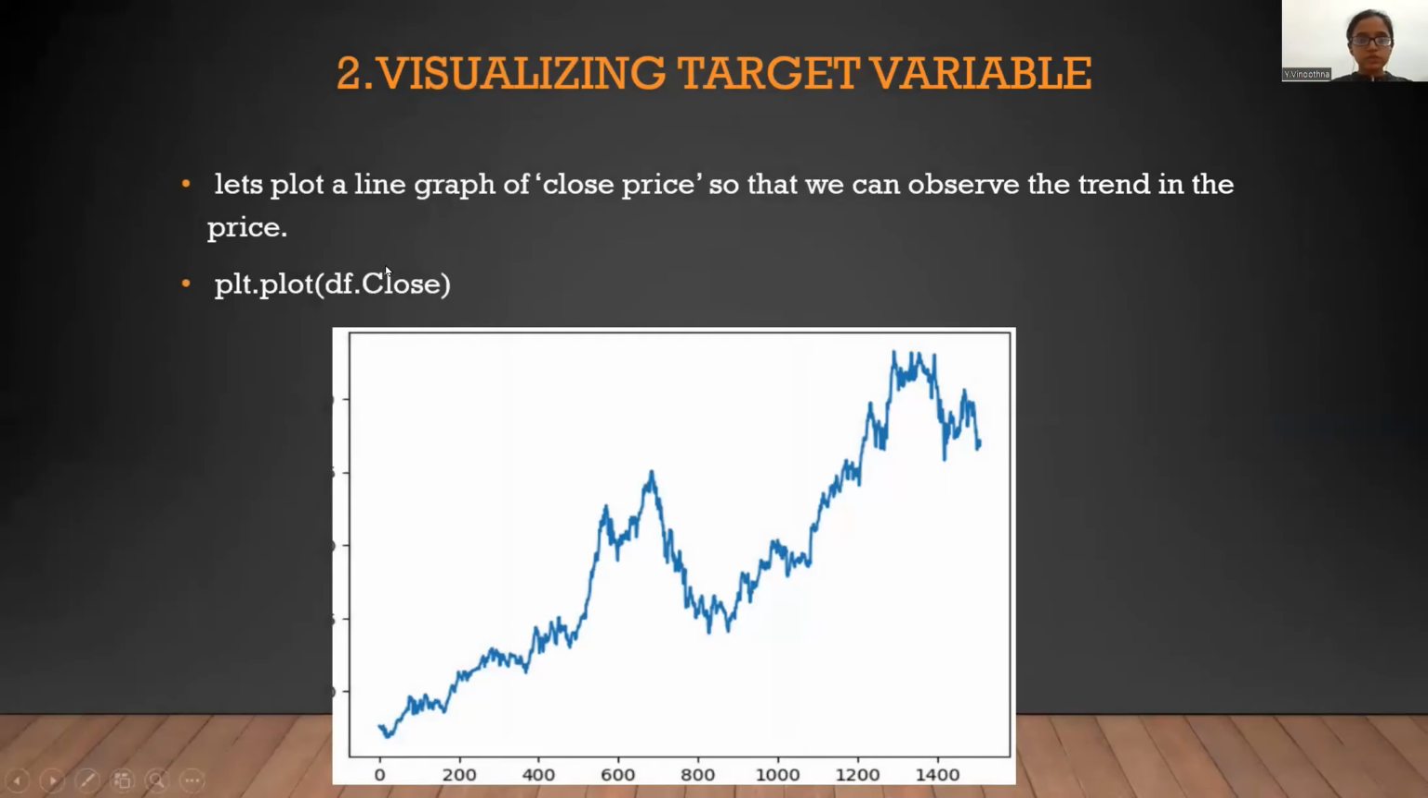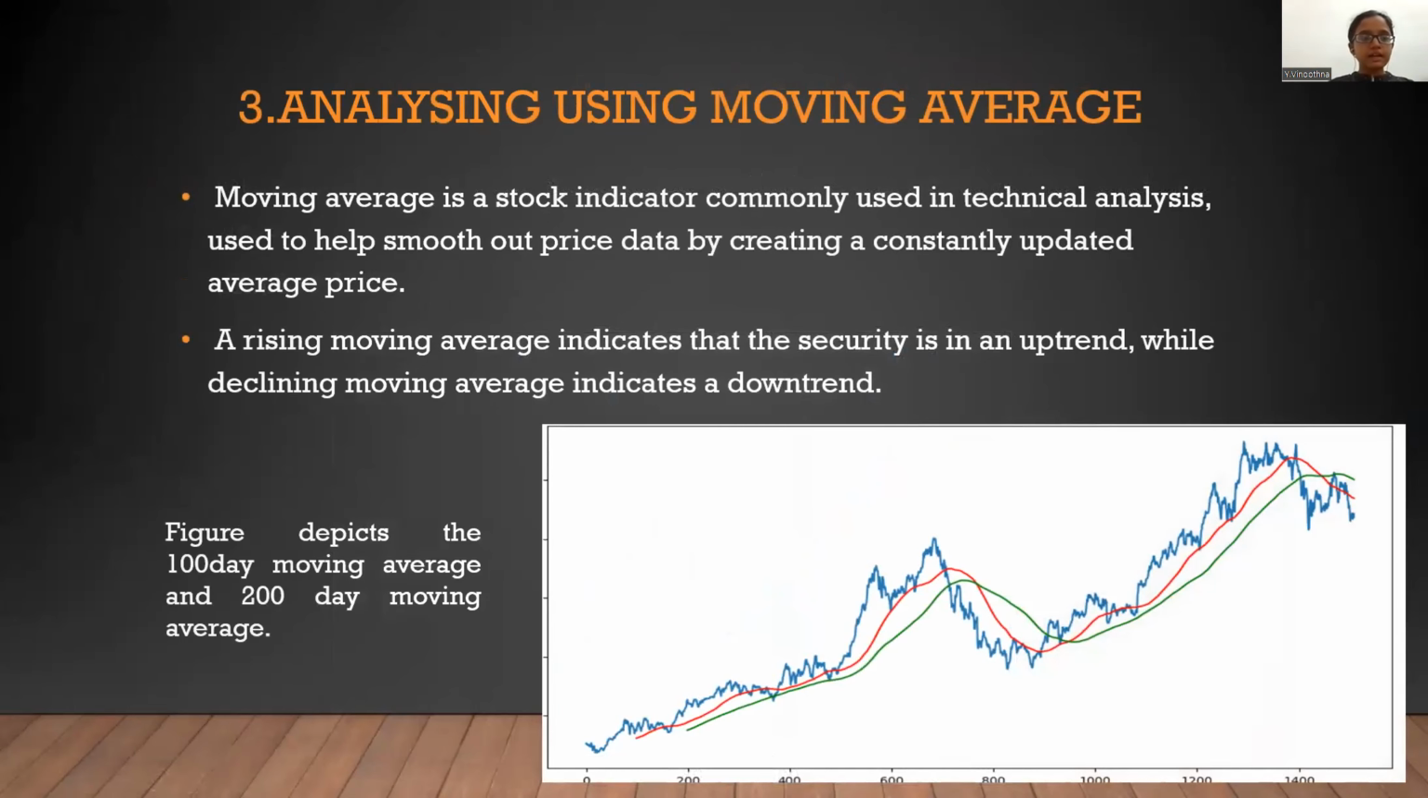When it comes to stock price prediction, analysts will perform analysis using moving averages. The initial analysis is done on the stock prices using the moving average concept. So what do we mean by moving average? Moving average is a stock indicator commonly used in technical analysis, when an investor wants to know about the trend in the data. It helps us smooth out the price data by creating a constantly updated average price.